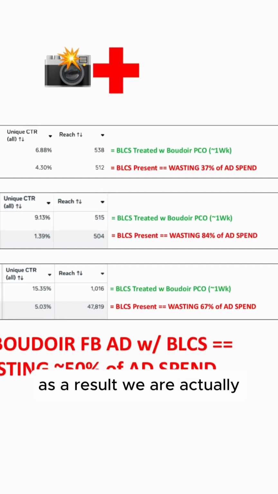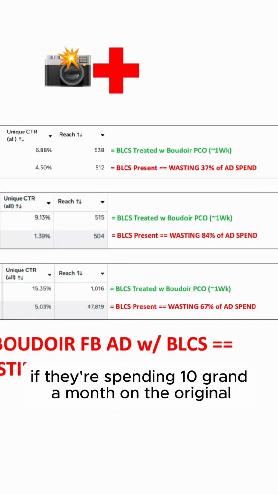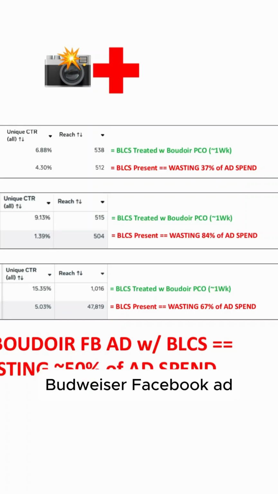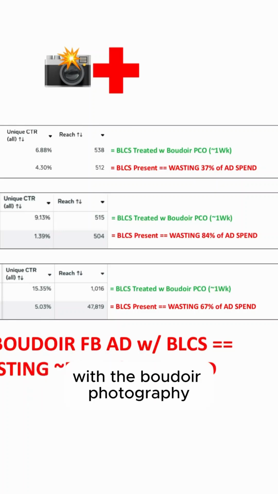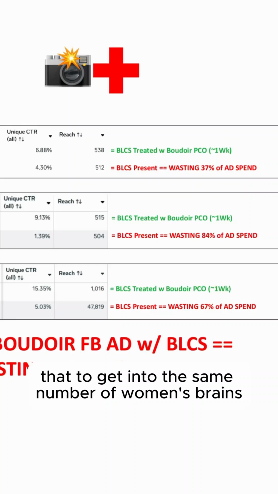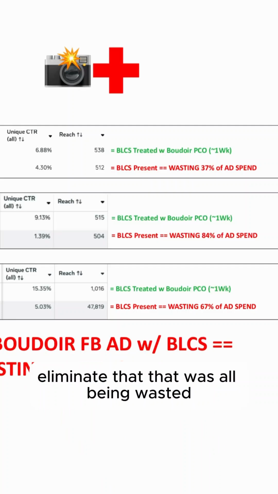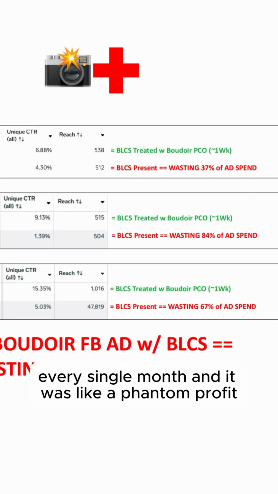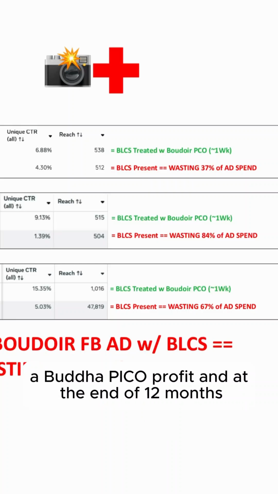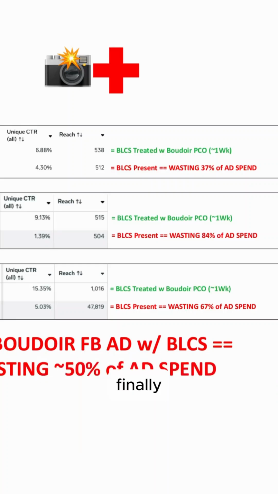That means that if they're spending 10 grand a month on the original Boudoir Facebook ad, now they only need to spend $1,600 a month on the Boudoir Pico treated ad to get into the same number of women's brains. So that's $8,400 a month in savings they no longer have to spend. That was all being wasted, and it goes back in the boudoir photographer's pocket every single month. It's like a phantom profit, a Boudoir Pico profit. And at the end of 12 months, it's like a 100K bonus back in their pocket that they no longer have to spend.